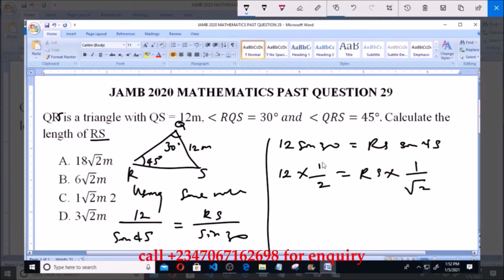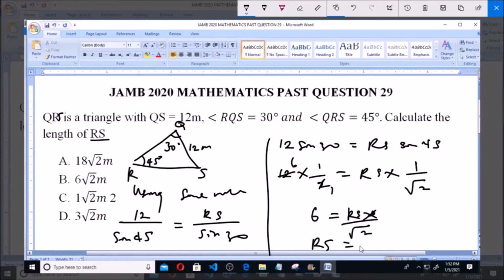Now, 12 multiplied by 1 over 2 will give us 6. So we have 6 is equal to RS multiplied by 1 over root 2. That means RS is equal to 6 root 2 meters. And that is option B.